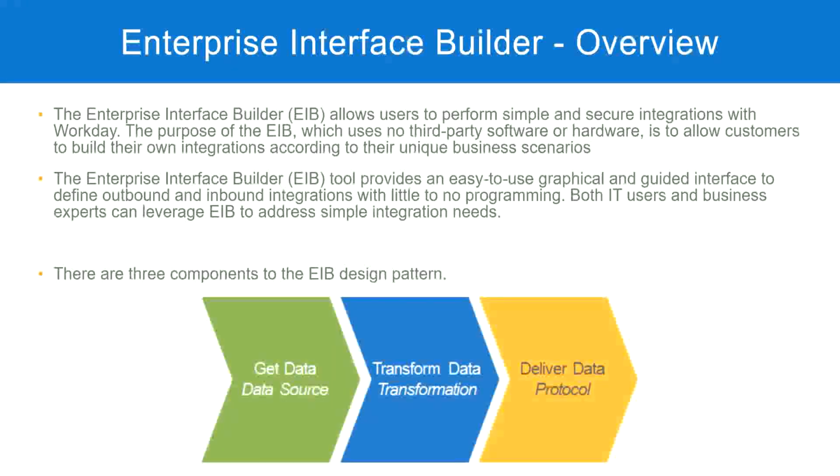And then deliver the data. How are we going to send the data to an external system? So we have to configure that as well. So once we do these 3 steps, our EIB is ready. We are going to start exchanging information from Workday with an external system.